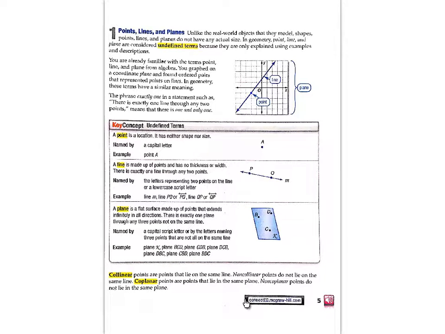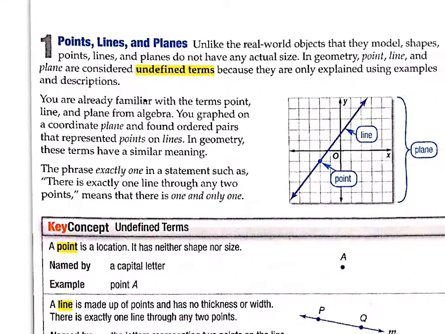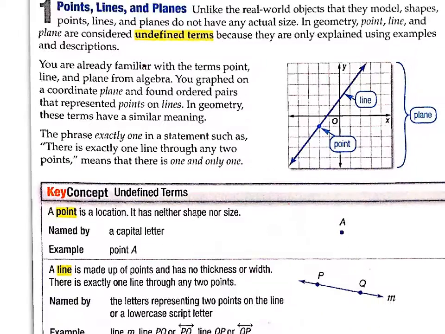This is Chapter 1, Lesson 1, Points, Lines, and Planes. So the first thing we want to look at here is the term undefined terms. Now the reason these are referred to as undefined terms is because you cannot technically see them. So when you talk about a point, it is merely a location, okay? That means you cannot necessarily see it.